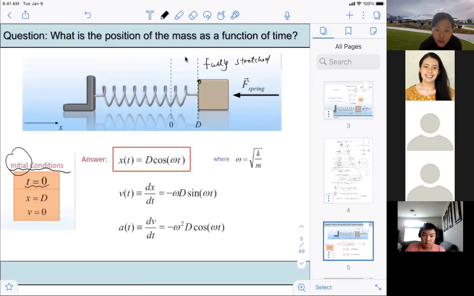Okay, so that starts our process. And then you can say, under those initial conditions, I can tell you exactly where the position of the object is at a given time. At time t equals 0, the object is not moving yet because you had just let go, so the velocity is 0. And the position of the object, at the fully stretched position, is at distance d. So those are my initial conditions.